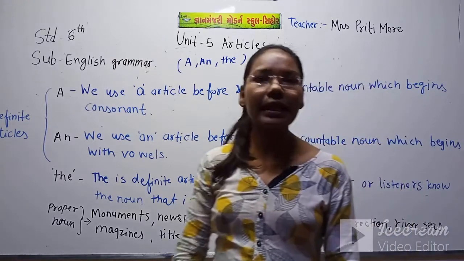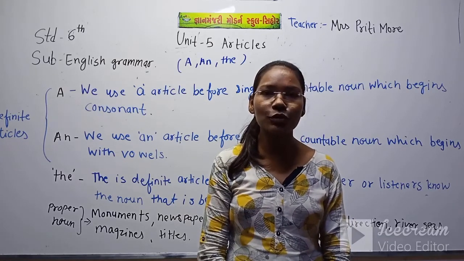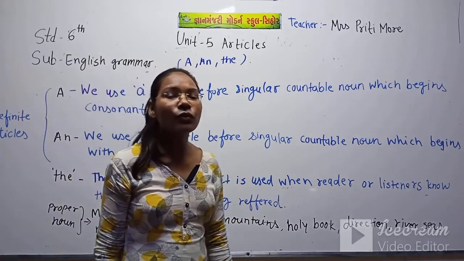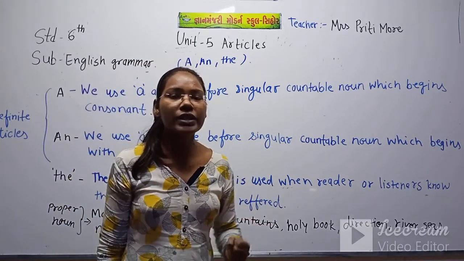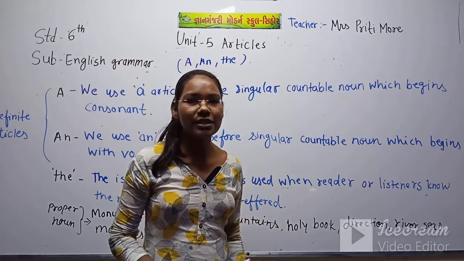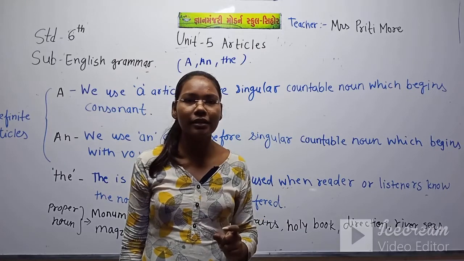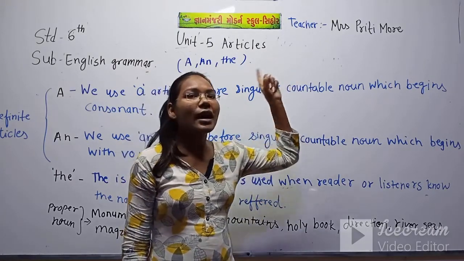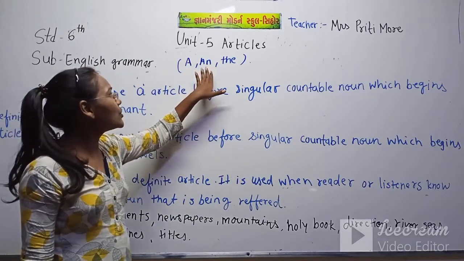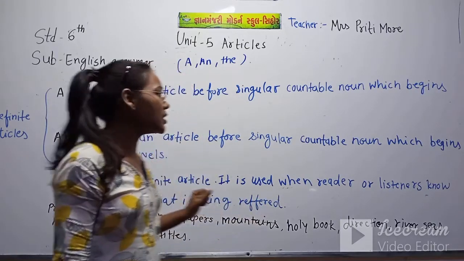But when to use a article, when to use an article, and when to use the article, we should know about this. Actually, article always comes along with noun. That means the table, a book, a pencil, and eggs. Like these words, before the noun we use article. We should know this first.